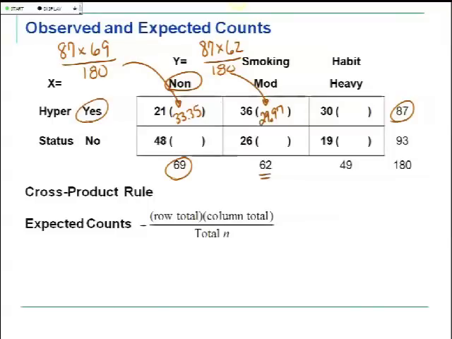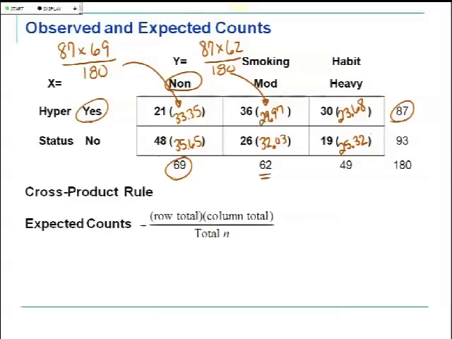If there's 33.35 non-smokers with hypertension, there's 35.65 left to say no hypertension. And here are the remaining ones. 32.03. And our columns now add up. Let's do our rows. We need a final 23.68 for the heavy smoking with yes, and 25.32. So there's all six expected counts.